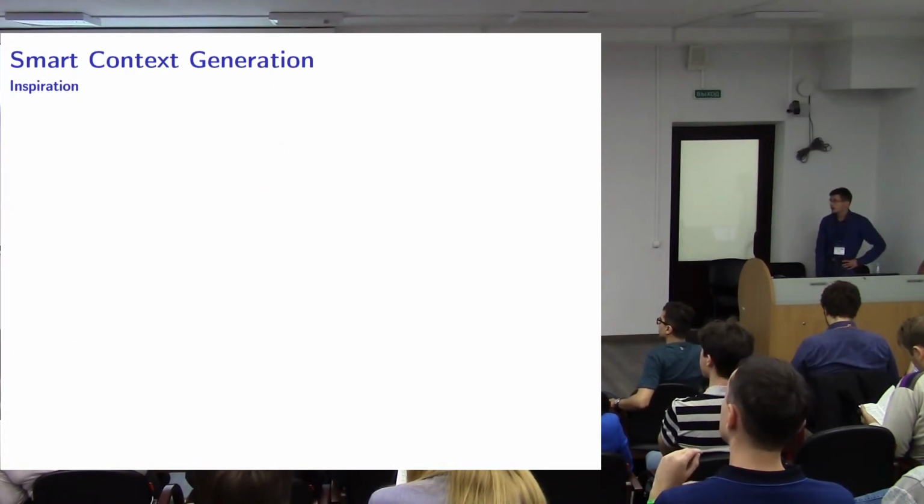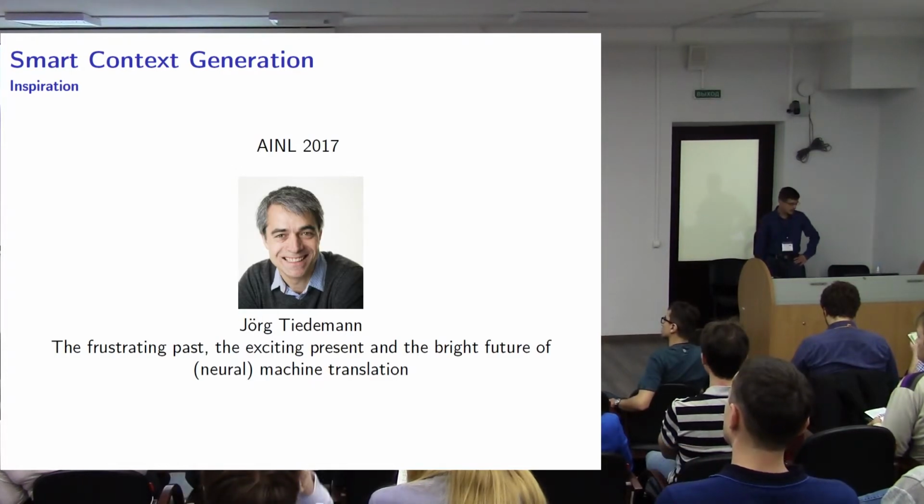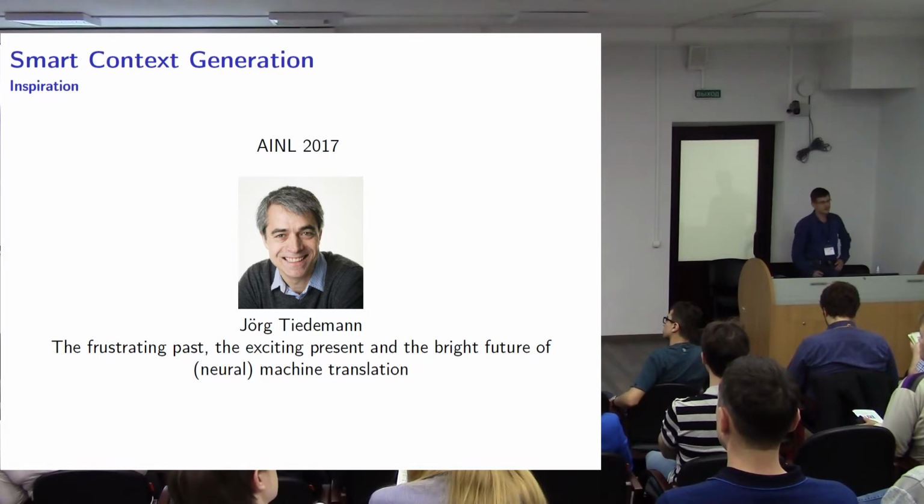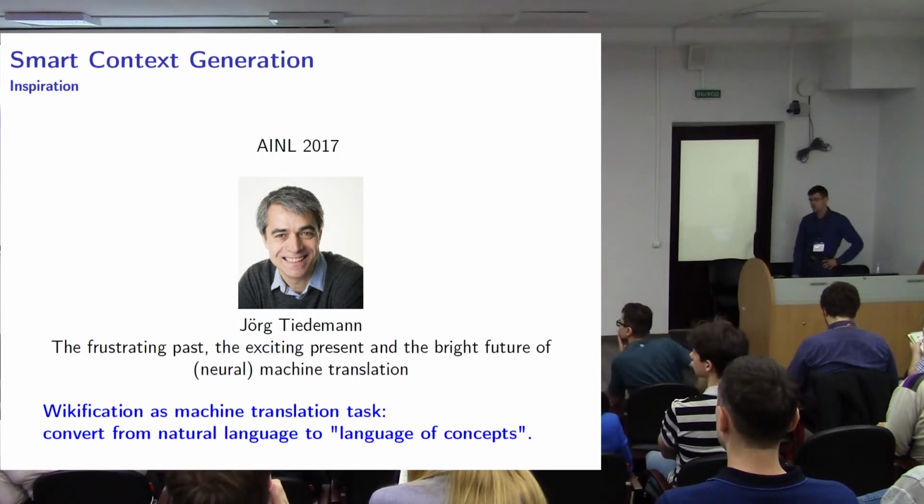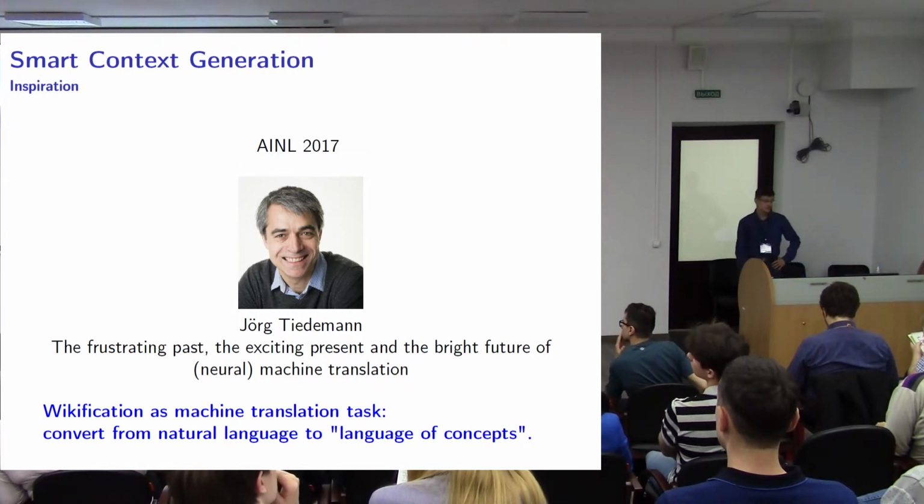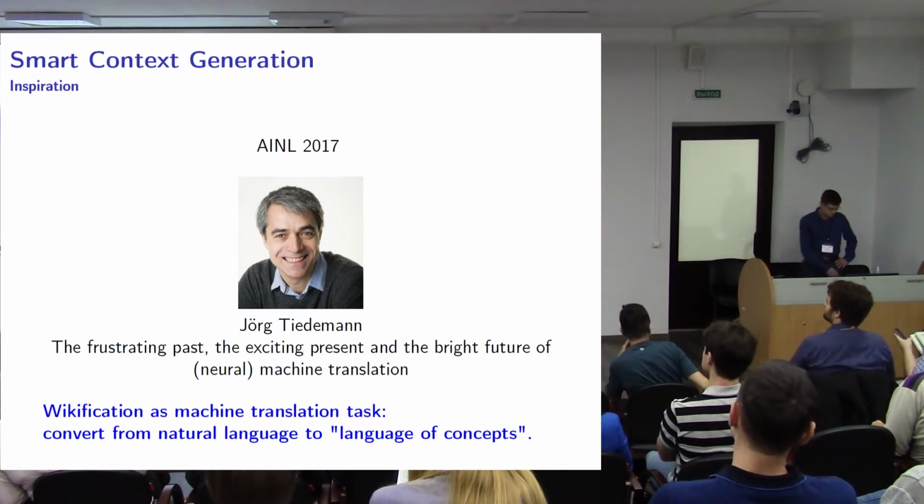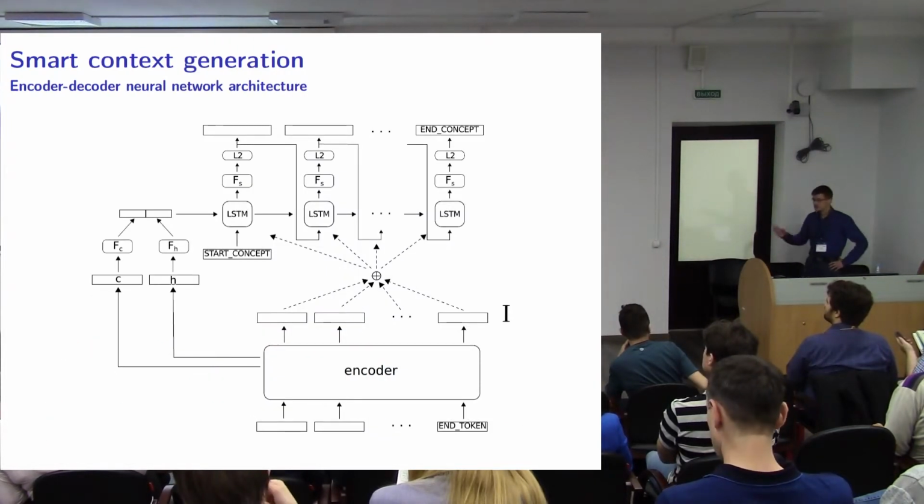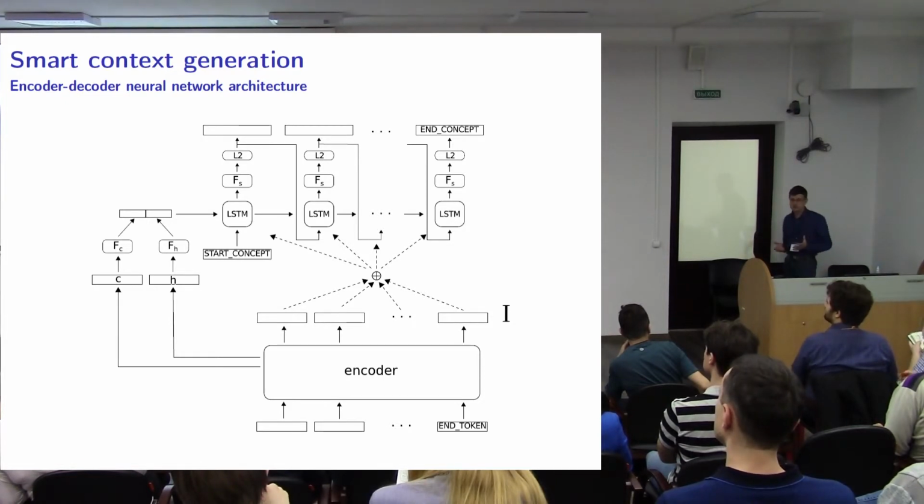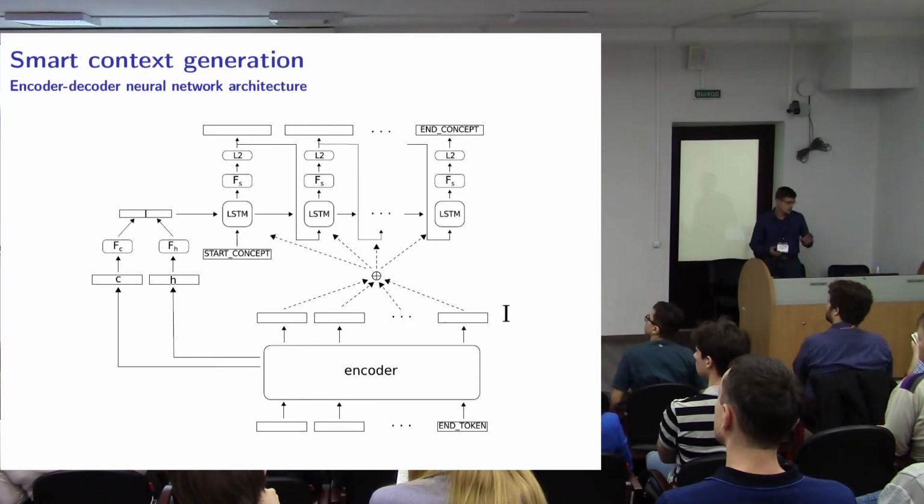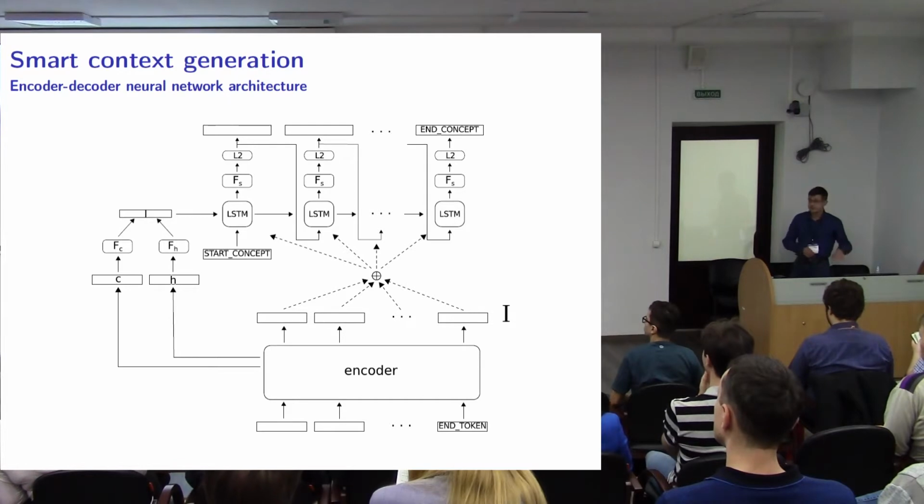And okay, now I'm going to tell you about our contribution. It is inspired by the tutorial from the previous ACL, which was given by Jörg Tiedemann. And actually, we thought of Wikification as a neural machine translation task, where we have to translate documents into the language of concepts. That's the general structure of the encoder-decoder architecture. The encoder encodes the input text, which is passed to the decoder, which subsequently creates concepts and null values.